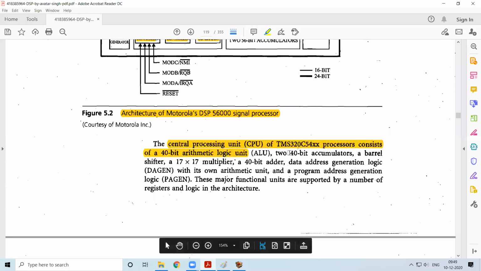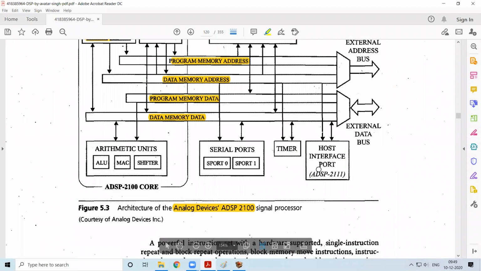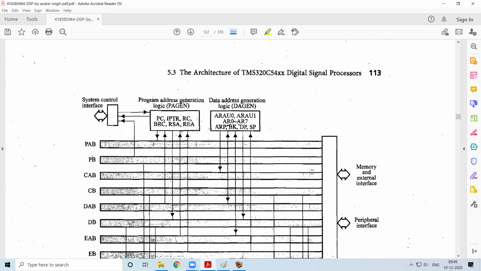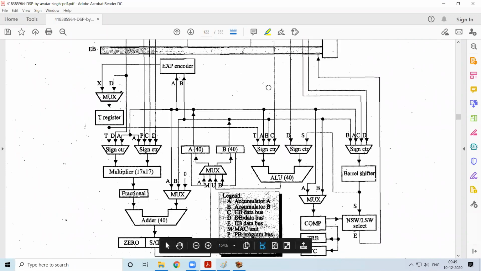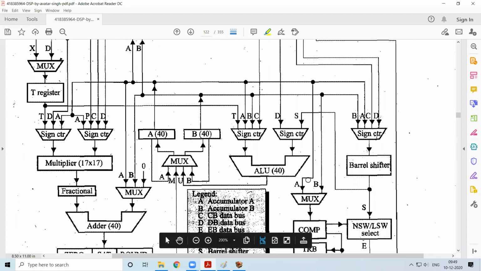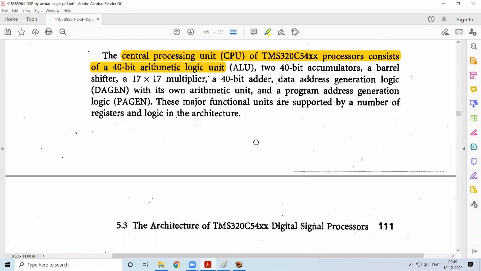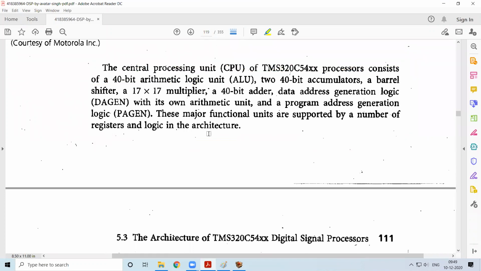So here we have the central processing unit. There are so many things which are specified over here. Before coming to this, here is just a brief of what that CPU consists of. The central processing unit of the 54XX processor consists of a 40-bit ALU. What does 40-bit infer? It mentions that it will be performing operations on 40 bits of data. That is how it goes around.